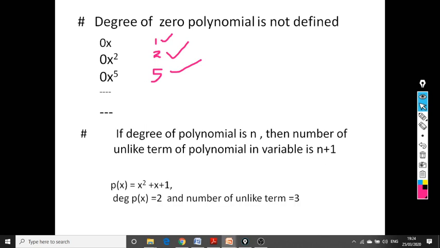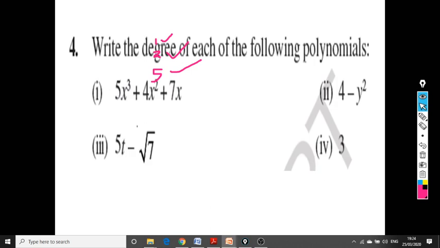We have an example for this. If p of x is x square plus x plus 1, you see the degree of the polynomial is 2 and the number of unlike terms is 3. So the maximum number of unlike terms has to be 3. There are certainly some examples given in the NCERT. We will keep discussing those examples side by side.